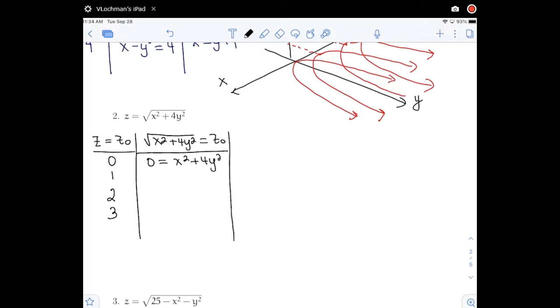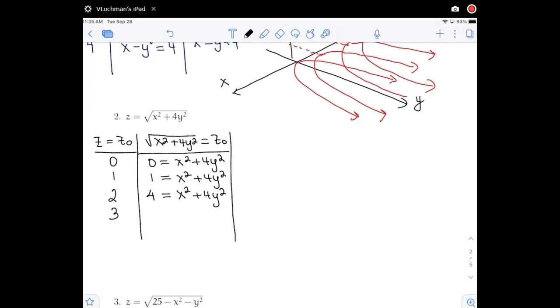Okay, and then here I'm going to get 1 is equal to x squared plus 4y squared. Now here, once I square the left side, that's going to be 4. 4 is equal to x squared plus 4y squared. And then the last one is 9 is equal to x squared plus 4y squared. Okay. All right. So what do these curves look like?